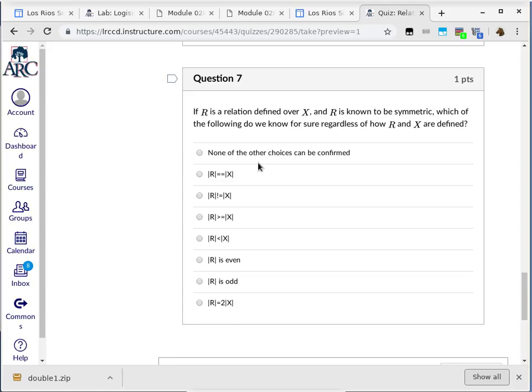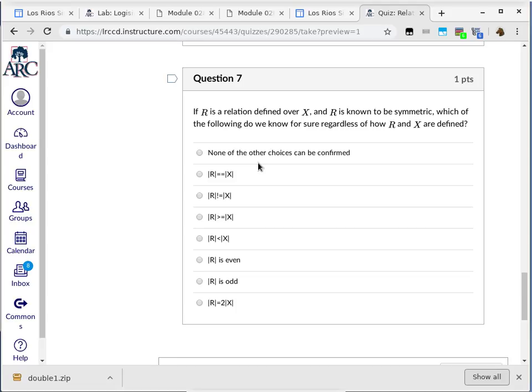Can we guarantee the cardinality of R is even? We cannot even do that. Think of X having a single element, okay? And R is the element relating to itself. So now we have a cardinality that is odd, but R is also symmetric. It meets all the requirements of being symmetric. Is R guaranteed to be odd? No, because you can come up with an example where the cardinality of R is even, but yet it is also at the same time symmetric.